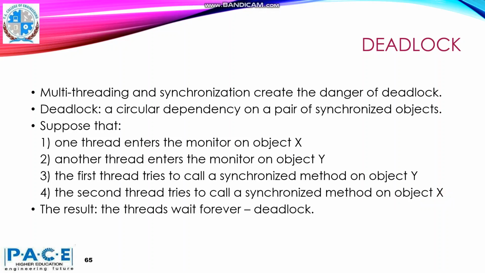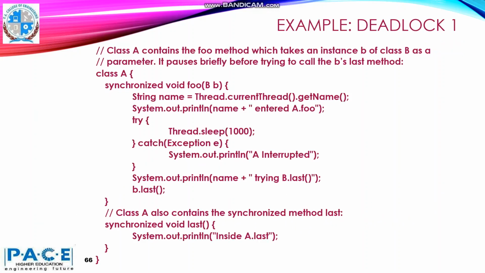Both have occupied one resource and are waiting for the other resource, which the other thread is occupying. So both are waiting endlessly. The result is that the threads wait forever, and this is the condition of deadlock. We will demonstrate this with the help of an example.